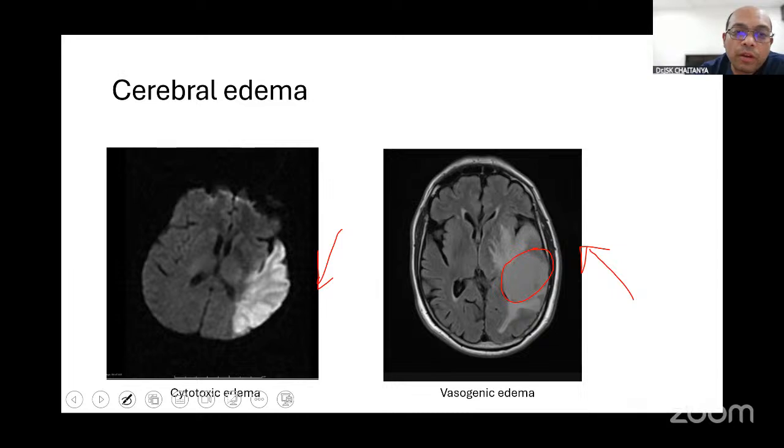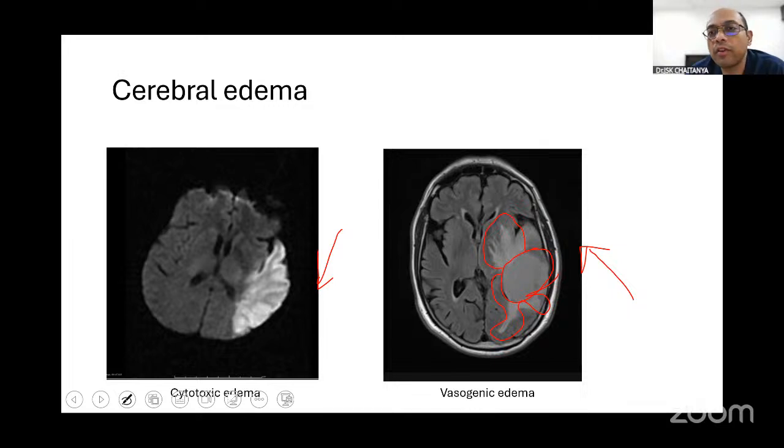Cytotoxic edema predominantly affects the neuronal cells, or predominantly the gray matter. But in vasogenic edema, you see more extensive white matter involvement compared to the gray matter. It shows a finger-like pattern, which helps you identify a white matter edema suggestive of vasogenic edema. Treatment is different: hyperosmolar therapies definitely help in cytotoxic edema, and in vasogenic edema, attempts to curtail the inflammation by using steroids will help.